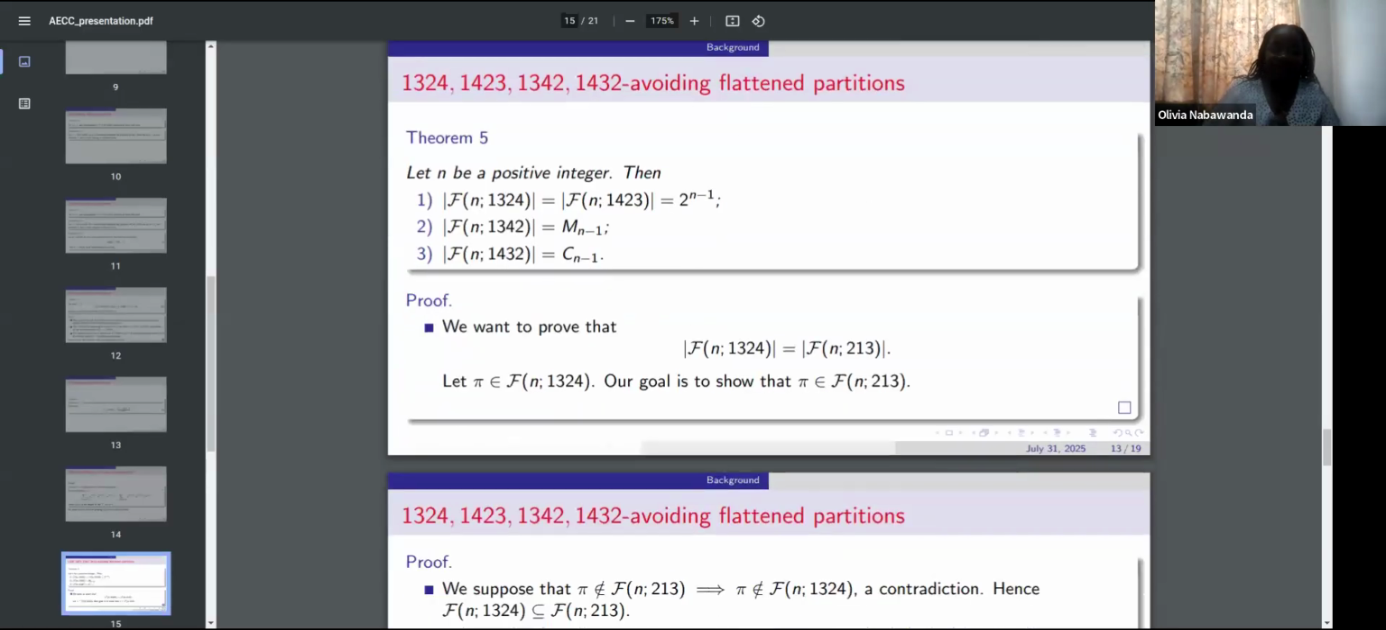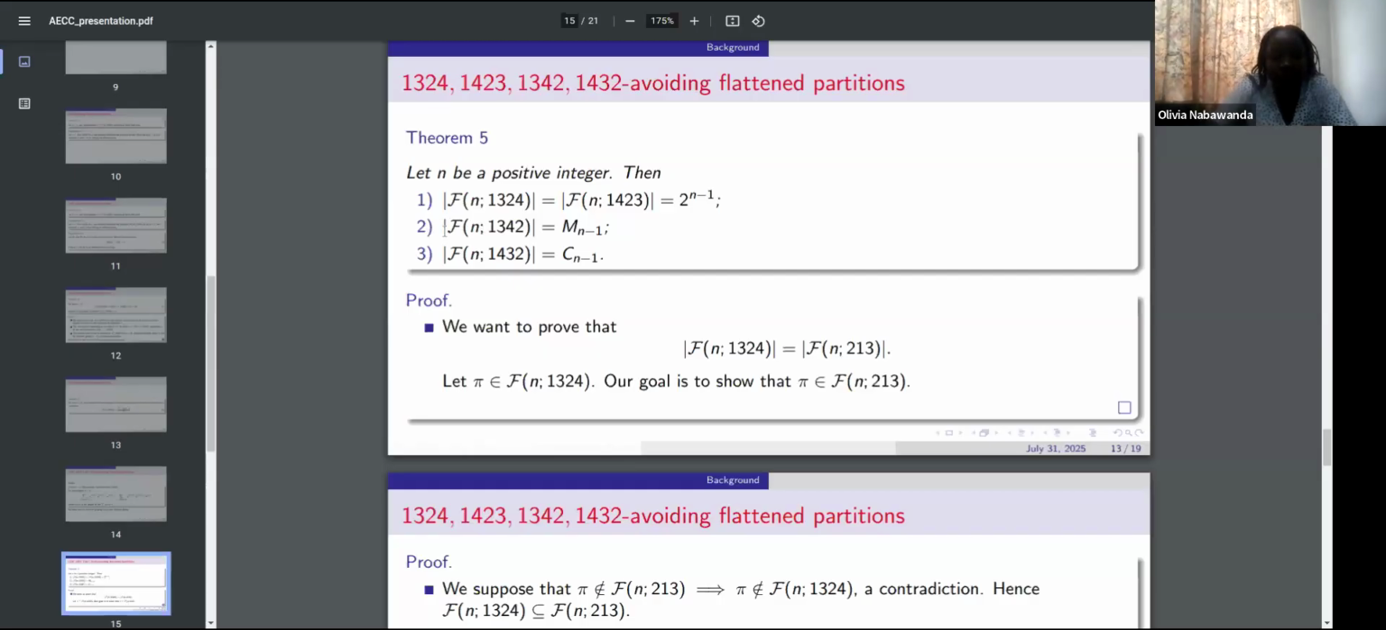So in the next theorem, we are saying that, let n be a positive integer. Then 1, the number of 1324 avoiding flattened partitions is the same as the number of 1423 avoiding flattened partitions, and this gives us a power of 2. And in the previous work, when looking at patterns of length 3, that theorem I've just told you about, the bijection between 213 and 312, we still had a power of 2 as the resulting counting sequence.